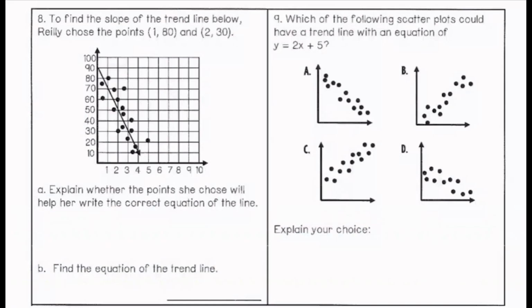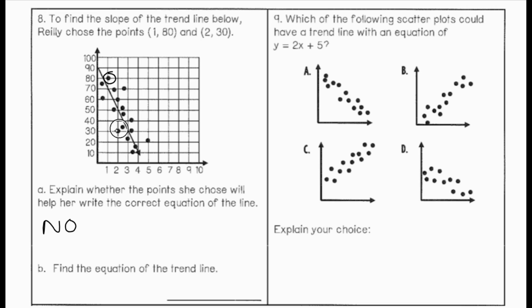Looking at number 8, to find the slope of the trend line below, Riley chose the points 180 and 230. Explain whether the points she chose will help her write the correct equation of the line. The points that Riley chose, 180 is this point here, and 230 this point here. Notice that these 2 points are not on the line, so these 2 points will not help her write the equation of the line. If we want to write equations of trend lines, the points have to be on the line. Again, they don't have to be points that are in the data set, they have to be points on the line.